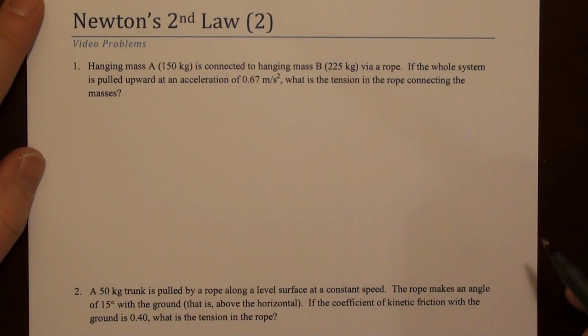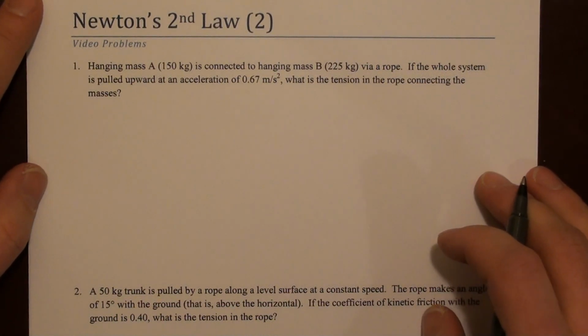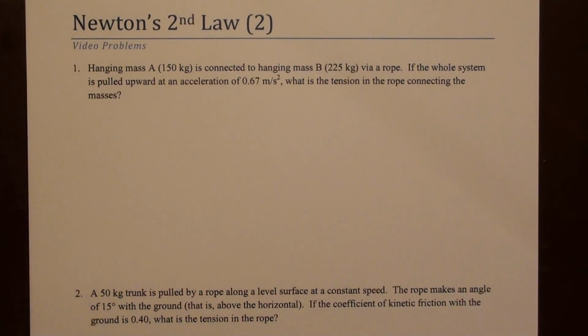Here we have a couple more dynamics problems. The first problem says you have two hanging masses connected by a rope, and the whole system is accelerated upward. And we're looking for the tension in the rope connecting the two masses. So we'll start by drawing a picture.